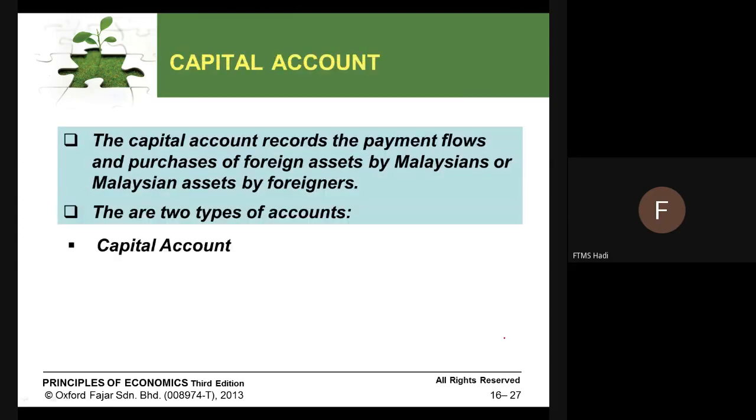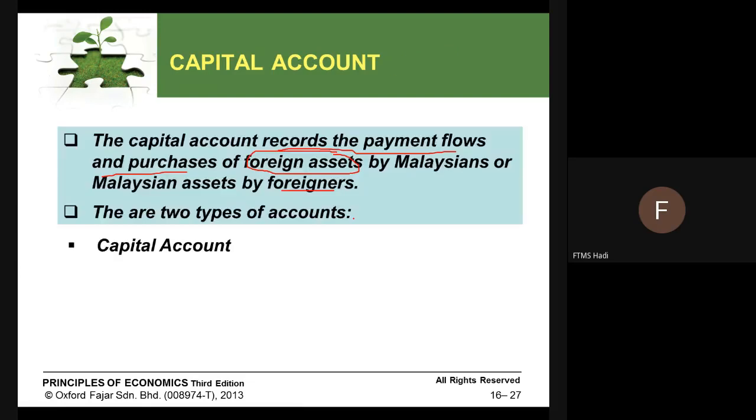Again, the current account is more focused on receipts and payments for goods and services. What is the capital account? A capital account records the payment flows and purchase of foreign assets, whereas the current account is more on domestic ones. It covers Malaysian purchases of foreign assets or purchases of Malaysian assets by foreigners. The keyword here is foreigners.